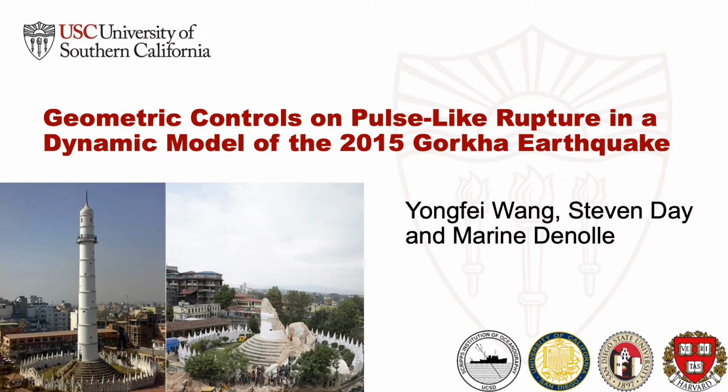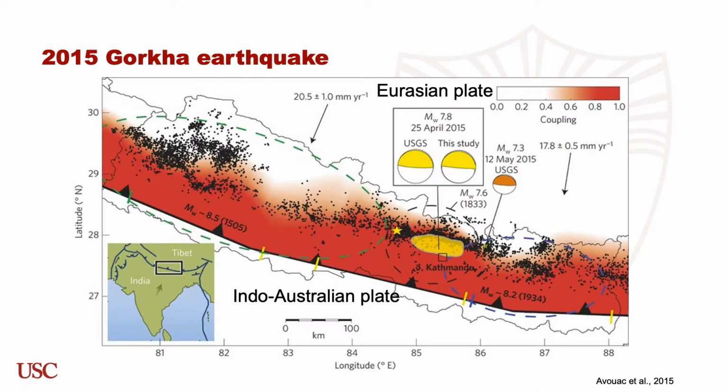Today, I'm going to show how the fault geometry controls the 2015 Nepal Gorkha earthquake and its near-field ground motion. The 2015 Gorkha earthquake is magnitude 7.8 and occurs in the continental collision belt between the Eurasian plate and the Indo-Australia plate.